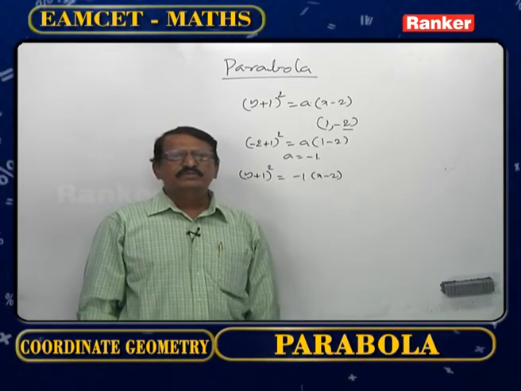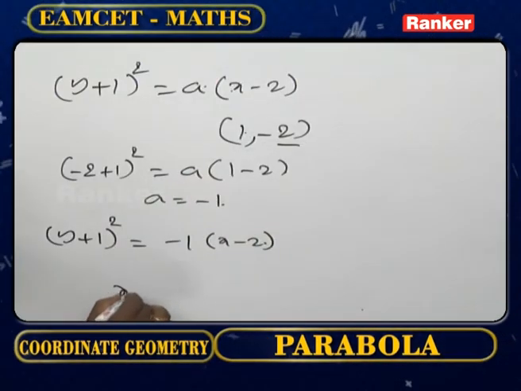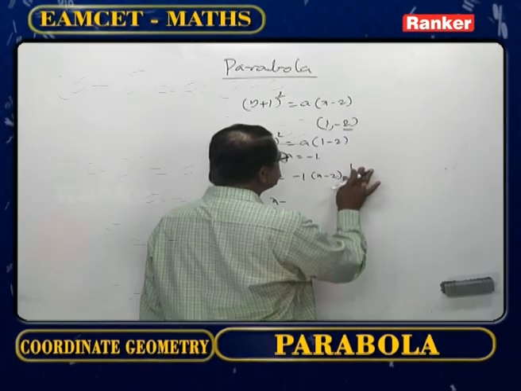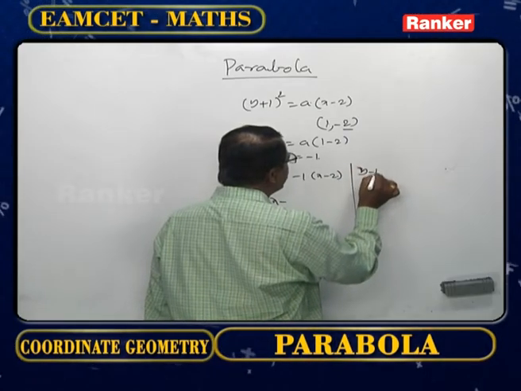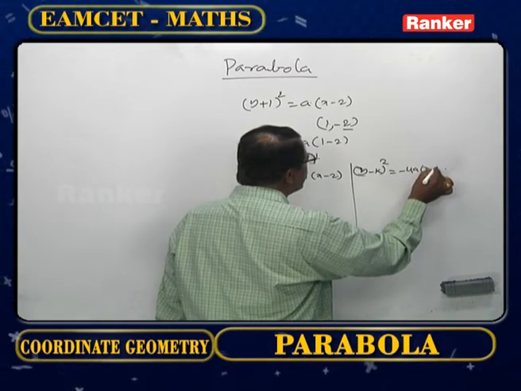Now required equation of its directrix. Equation of its directrix equals to, if suppose the parabola equation is (y minus k) whole square equals to minus 4a into (x minus h).